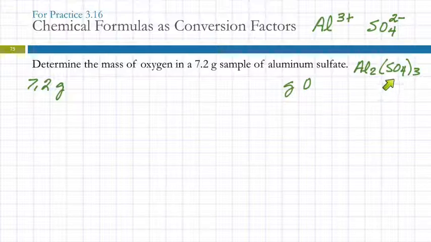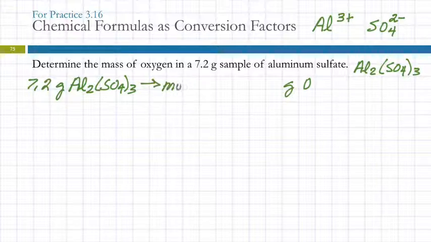So now we know that there are 12 oxygens in 1 unit of that. So that's going to allow us to convert between grams of oxygen and grams of aluminum sulfate? No, moles, right? So we've got grams here. Now that we know the formula, let's write the formula in there. Al2(SO4)3. Yeah, so we've got the grams, we need to find the moles.